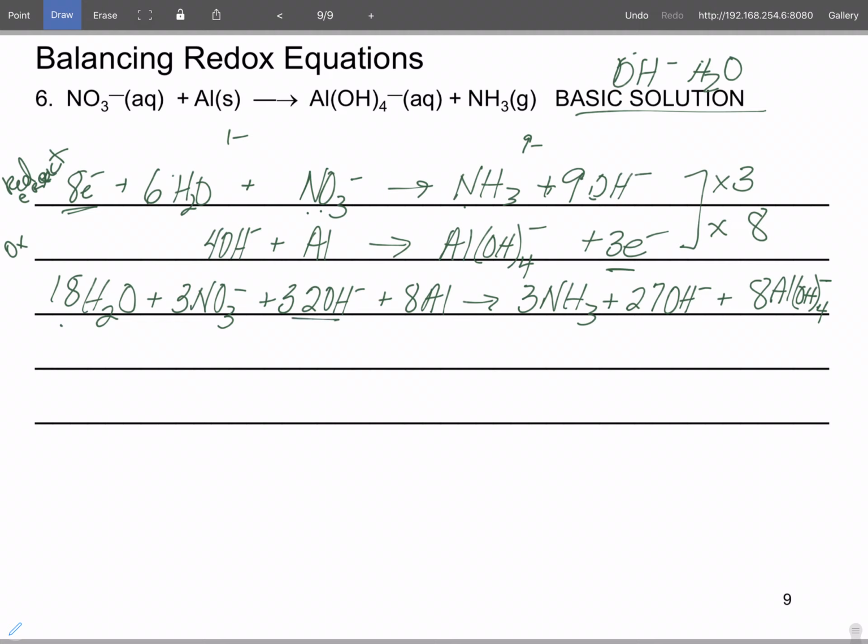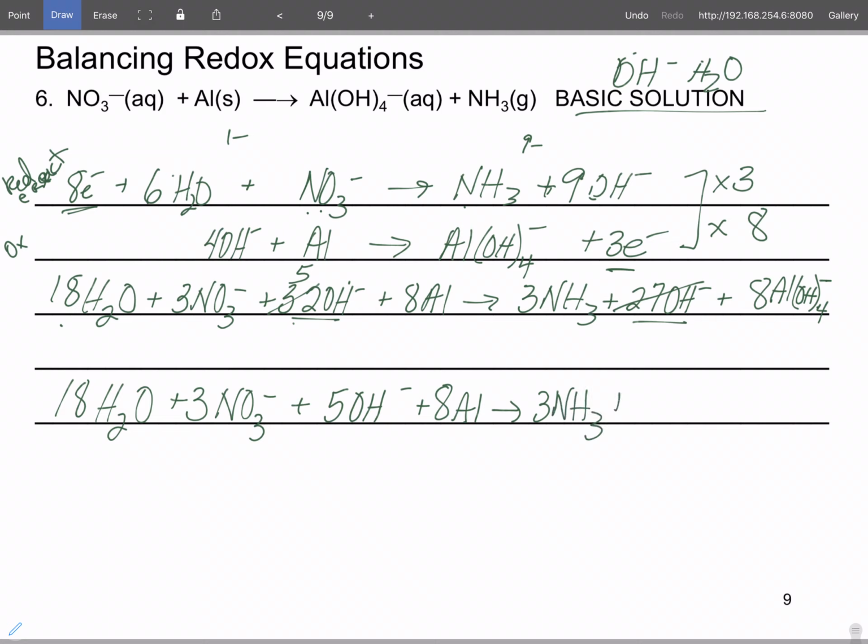but we've got hydroxides on both sides. So I've got more hydroxides on the reactant side, so let's cancel it out. So I end up with 5 hydroxides over here. So I'm going to rewrite it: 8 H2O plus 3 NO3 minus plus 5 OH minuses plus 8 aluminums yields 3 NH3s plus 8 aluminum hydroxides.